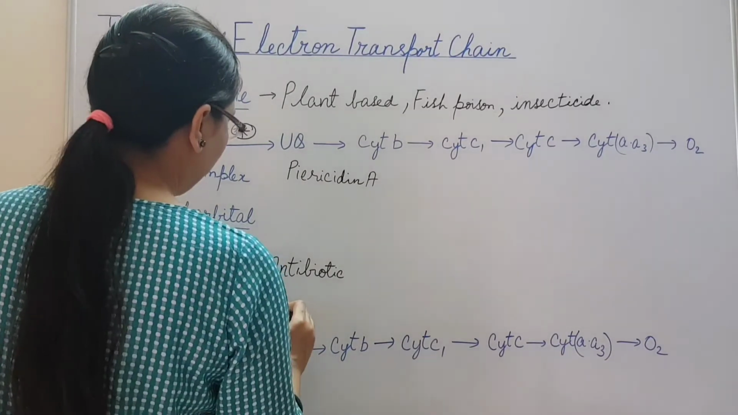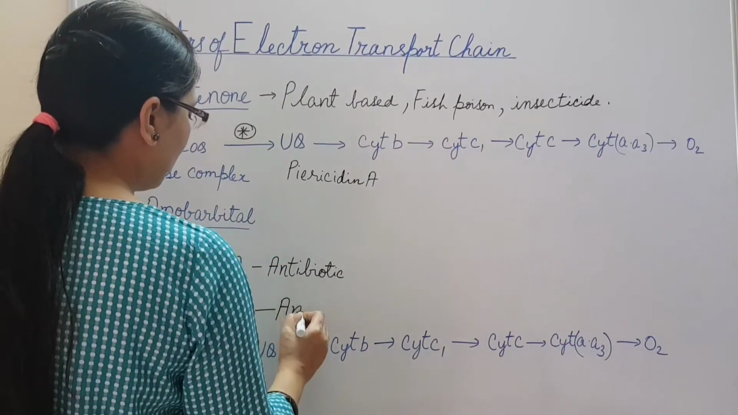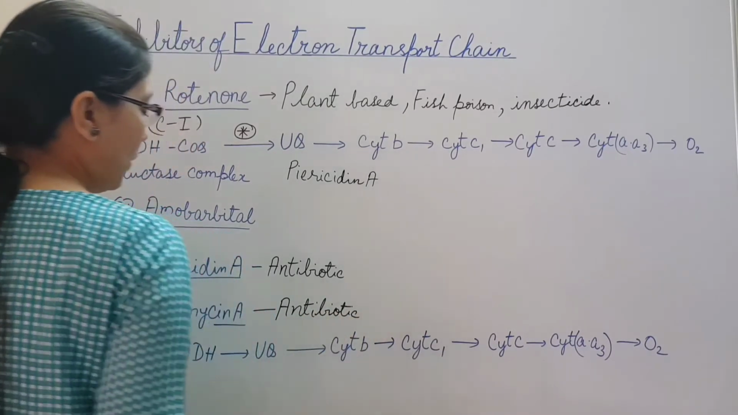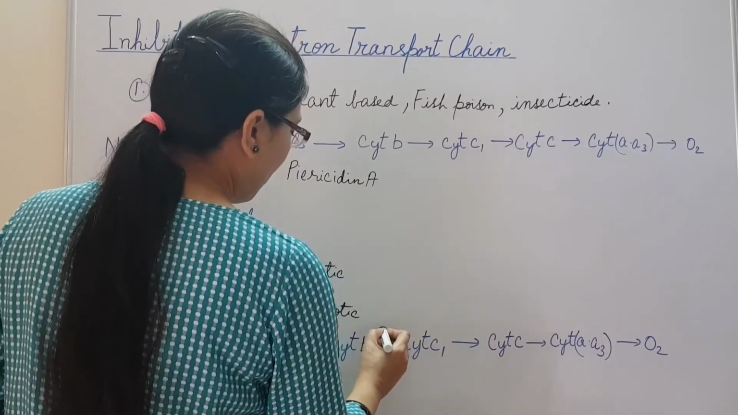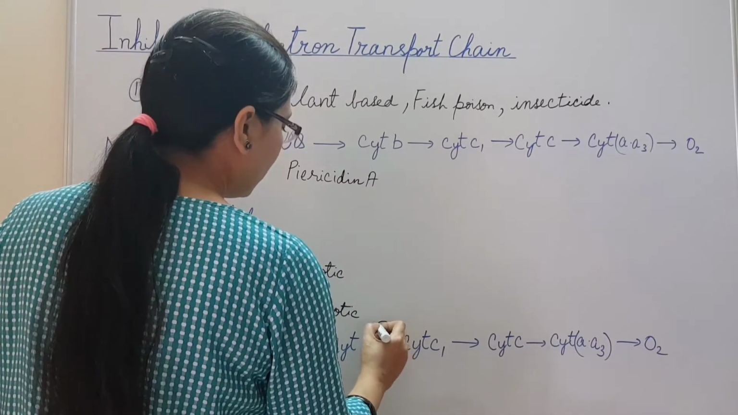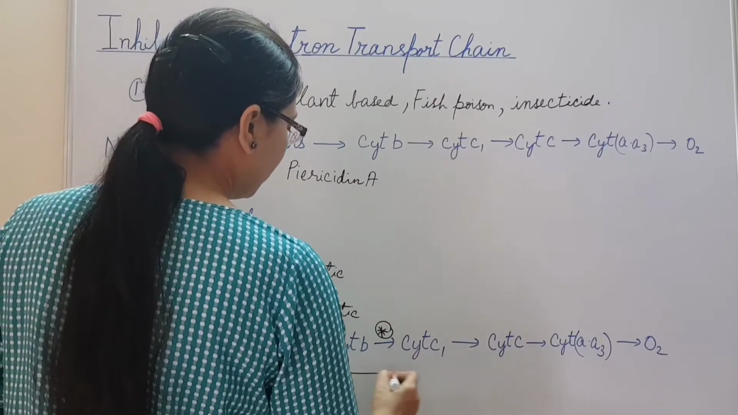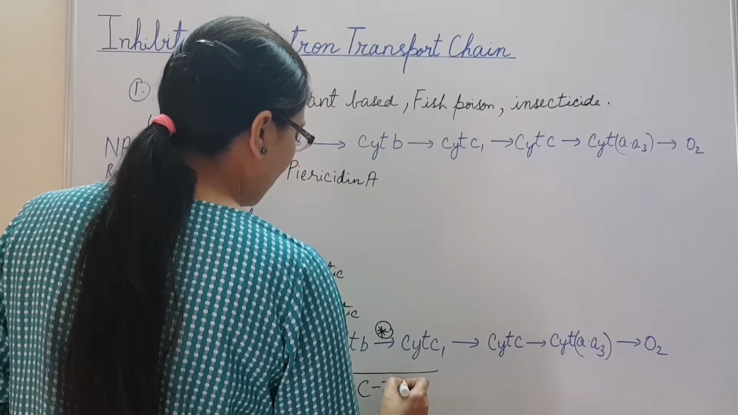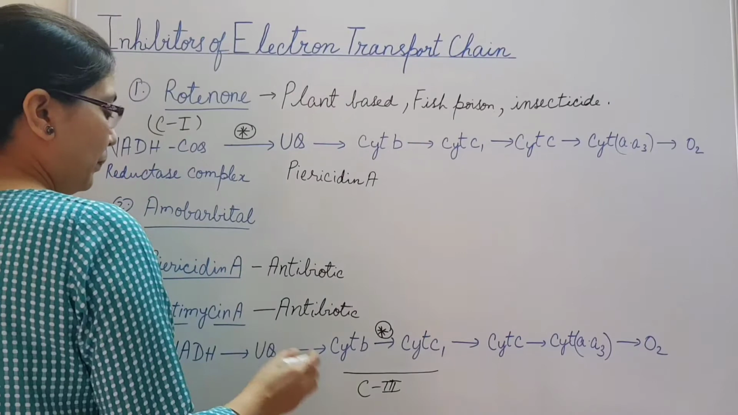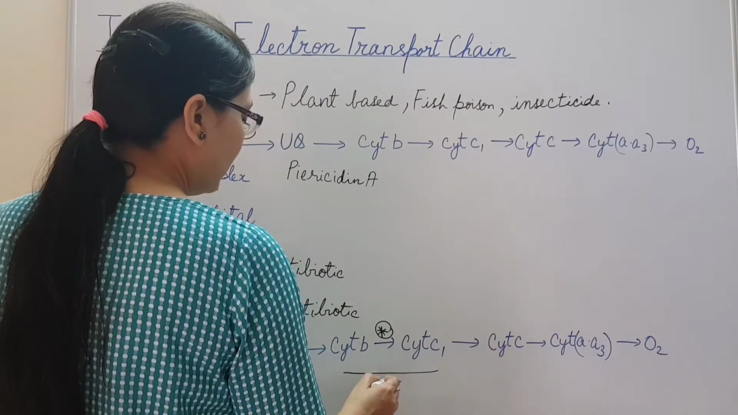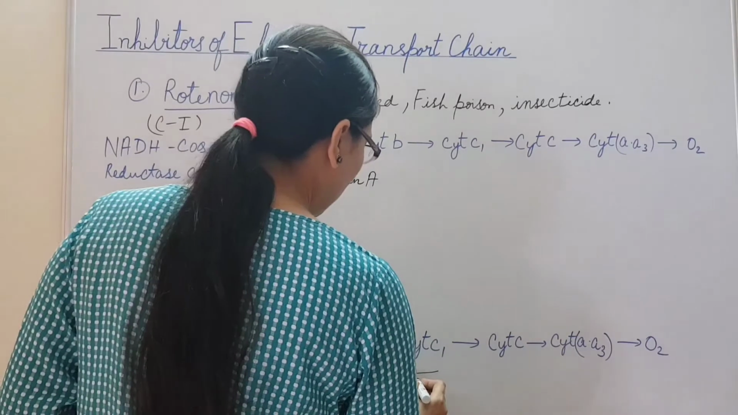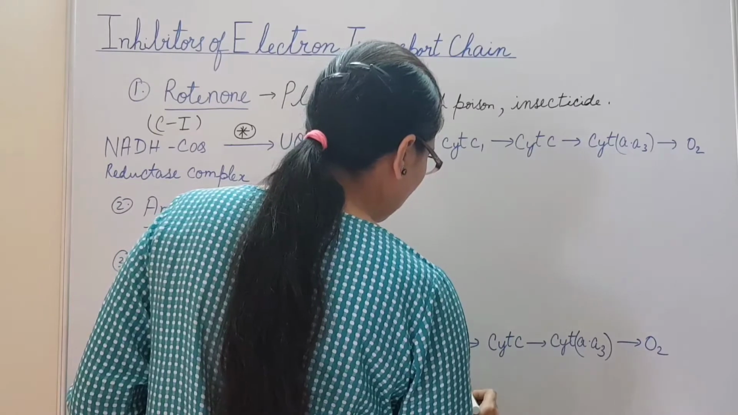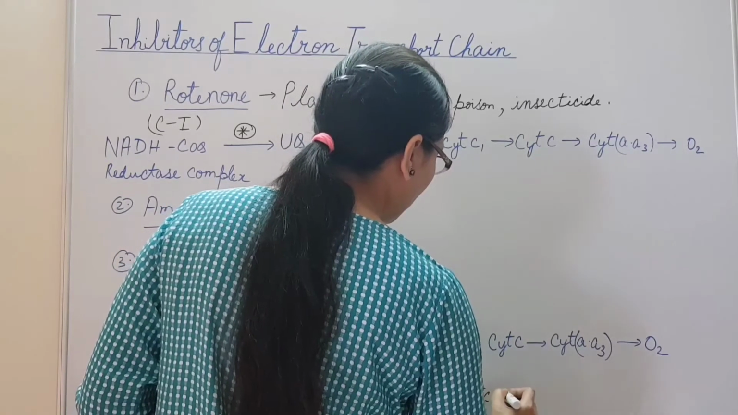Antimycin A. Antimycin A is an antibiotic. It blocks the passage of electrons from cytochrome B to cytochrome C1. These are the carriers present in complex 3. So, antimycin A prevents the passage of electrons at the level of complex 3, that is also known as coenzyme Q H2 cytochrome C reductase.